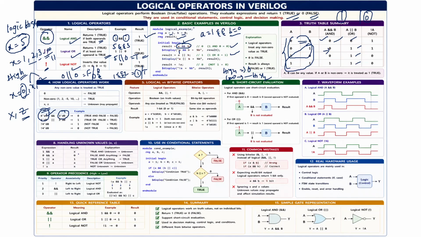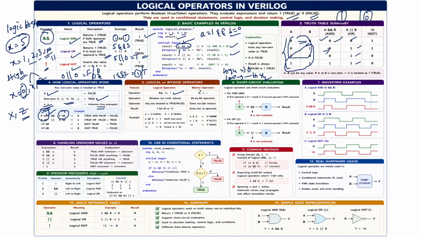See how the logic works here: 0 means false, and whatever non-zero values you are considering, all the non-zero values will be treated as true values. And then unknown values and high impedance values are also propagated. When some unknown values are considered, we get a high impedance value or unknown value. So these are the operators: AND operator, OR operator, NOT operator.